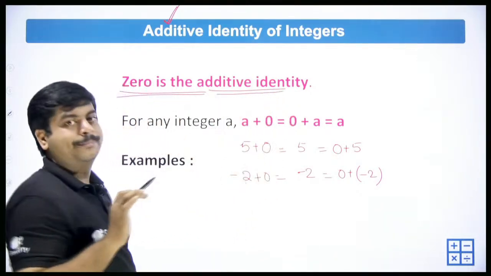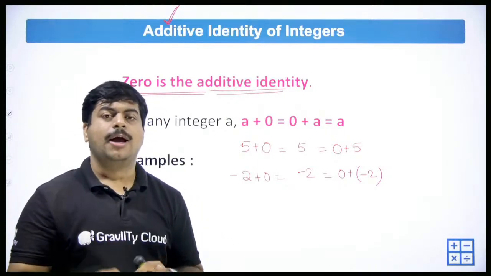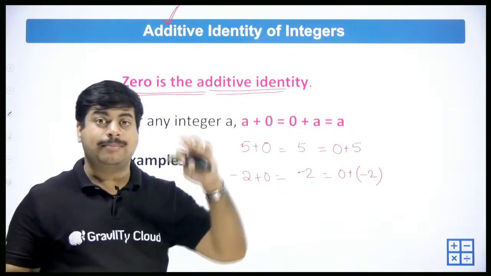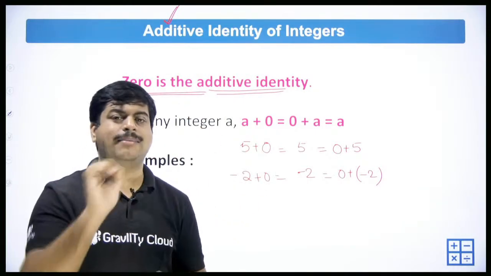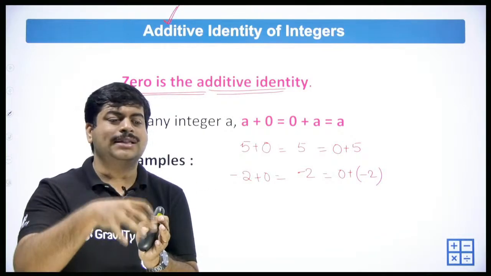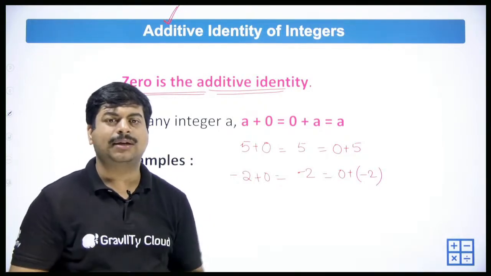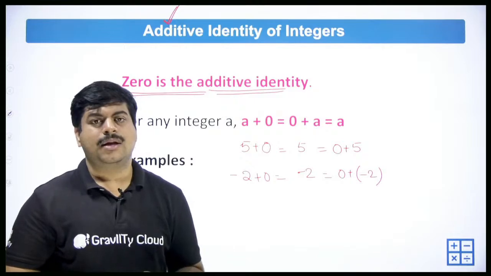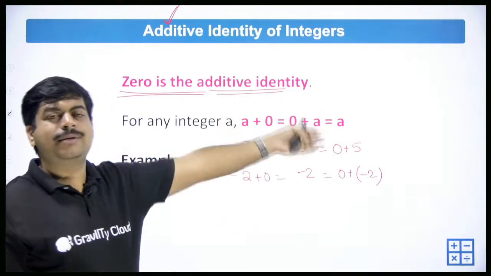Additive identity. 4 plus 0 is 4. Minus 4 plus 0 is minus 4. Minus 1000, minus 1 lakh, whatever number it is, when you add 0, you get the same answer. 0 is nothing, right? 0 has no value. We cannot say 0 mangoes are there in my basket, that means no basket, no apples, no mangoes, correct? 0 means nothing. So when you add nothing to the number, you will get the same number again.